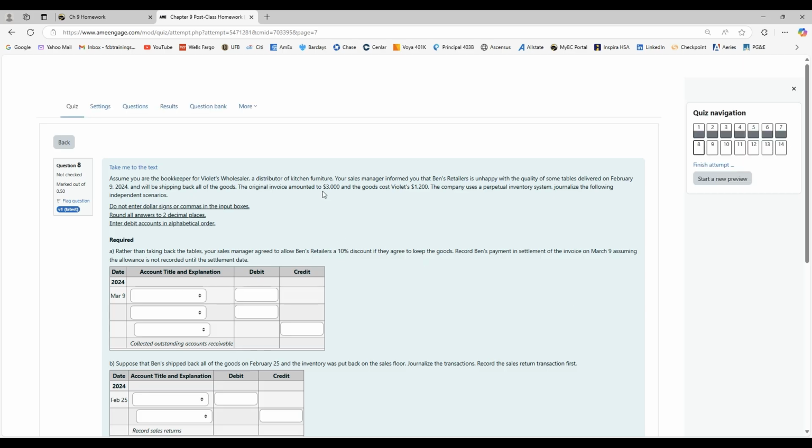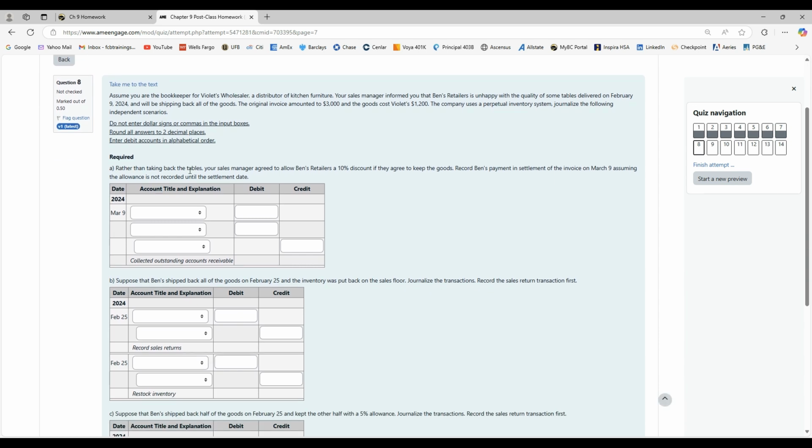Okay, so now we're looking at question number 8. So we're the bookkeeper for this wholesaler. One of the purchasers, one business we sell to, is unhappy with the quality of tables delivered on February 9th, and they're going to ship back all of the goods. The original invoice amounted to $3,000. Cost of goods were $1,200, and so we have to go through and do the accounting here, basically.